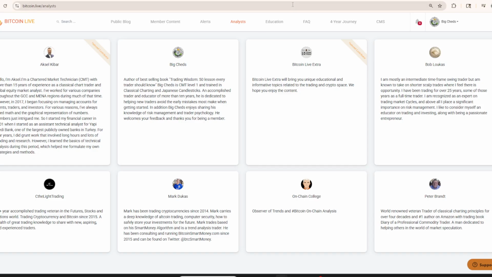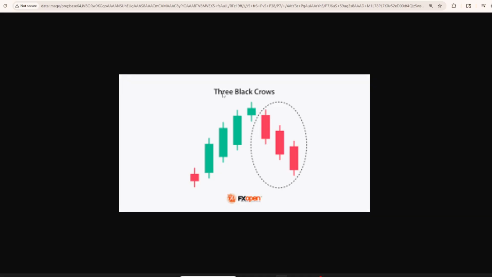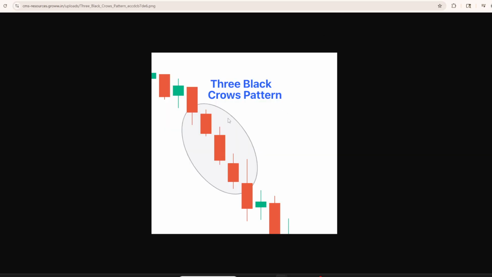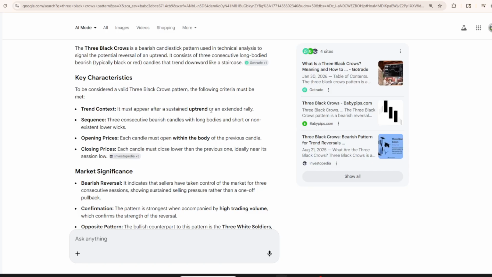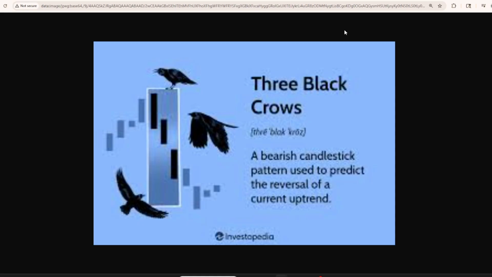For today's lesson, we're going to talk about three black crows, or three-winged crows is another name for it. Here's an example. Here's another example. This one is more in the middle of a pattern. This one's more at the top as a reversal. Now, generally in the textbooks, it's going to tell you that it's a reversal pattern. All right, and here's another example and a little bit more information. Here's just a write-up. It's a bearish candlestick.